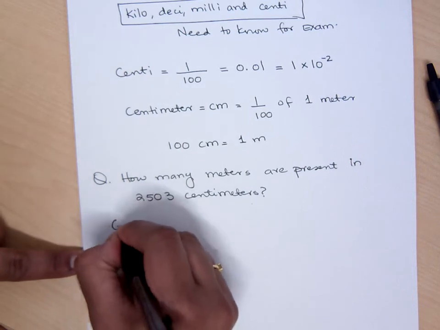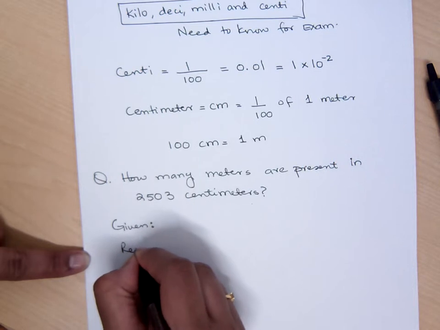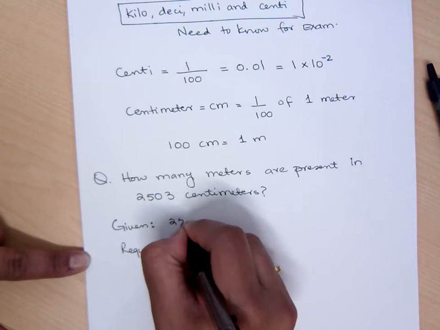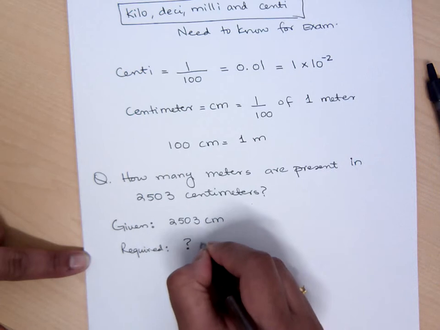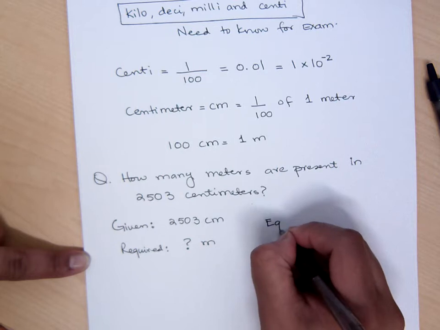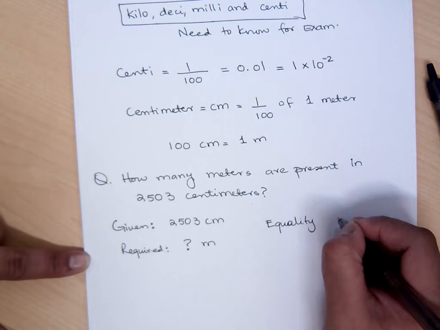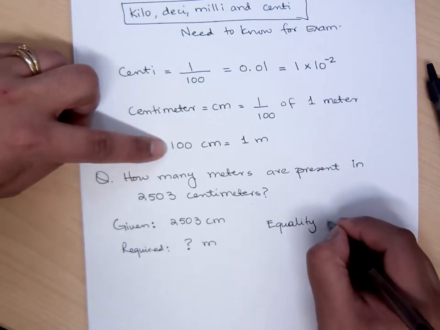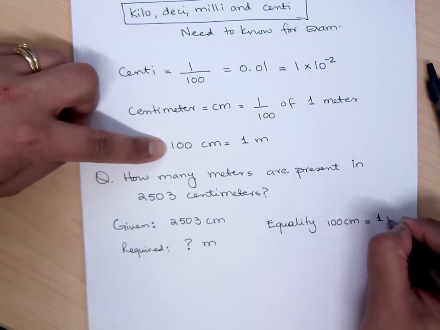So to set up the problem, it's important to realize what is given and what is required. The given information in this case is 2503 centimeters. Required is how many meters this is equal to. Now we first need to figure out what is the equality that brings the centimeter and meter together. The equality comes from this information, which is 100 centimeters is equal to 1 meter.